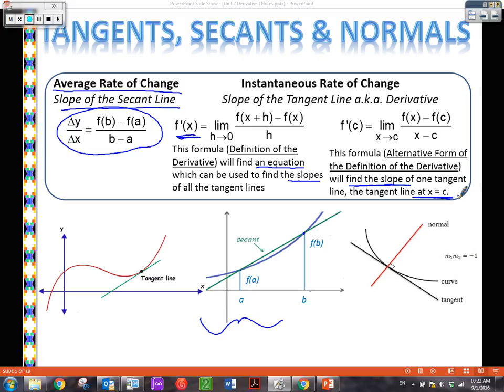So if you're going to need to get multiple values out of the derivative, you would want to find the actual equation. But if you just need one value, then this one is much easier and quicker to work with.